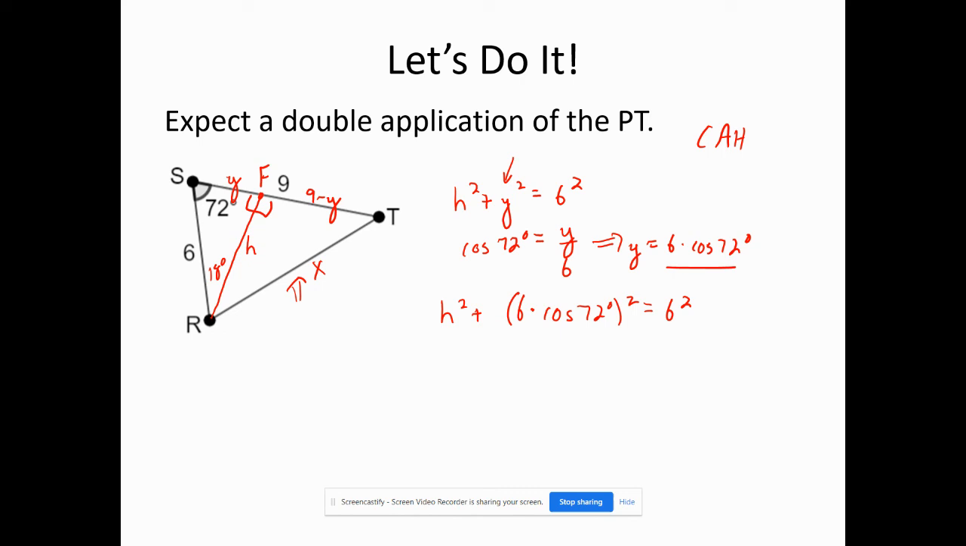Look back at that first equation: h squared plus y squared is equal to 6 squared. I'll have h, so I can plug my value for h in, and then I can get the value for y. And now look at triangle RFT. Once I've done all the work I just described, I'll have the value of h and the value of y, which means I then know the lengths of both legs, which means I can get the length of the hypotenuse, which is the x that I want.